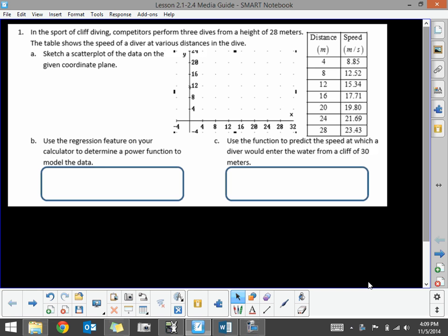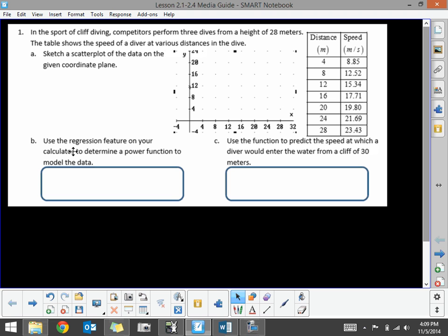In question number 1, it says, in the sport of cliff diving, competitors perform dives from a height of 28 meters. The table shows the speed of the diver at various distances in the dive. Sketch a scatter plot of the data on the given coordinate plane. Most of you did very well on that, so I'm not going to take the time to do that. I'm going to show you the scatter plot that I have in the calculator.